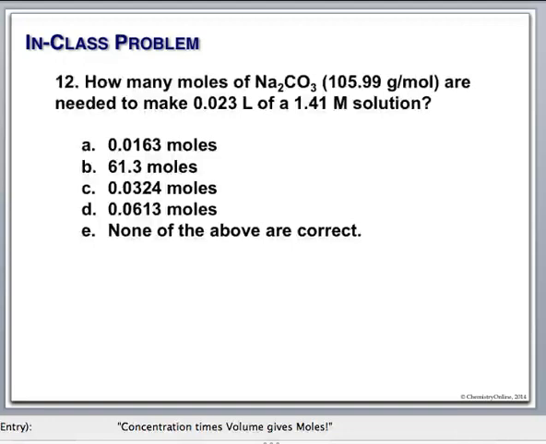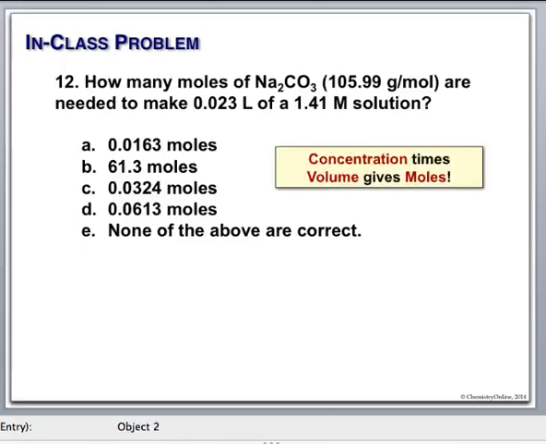All right, we want to make a sodium carbonate solution. We want it to be 1.41 molar, right? We want 23 milliliters of it, or 0.023 liters. So, when we see something like this, all we're looking for is the number of moles here. We know that our concentration is going to be moles per liter. And we know that concentration times volume is always going to give us moles.